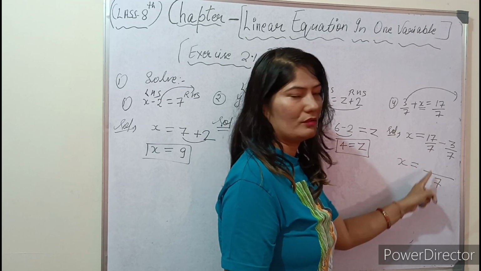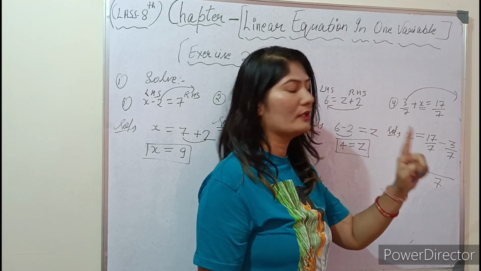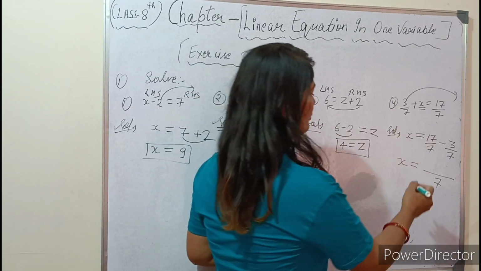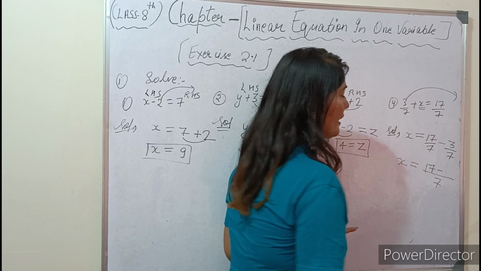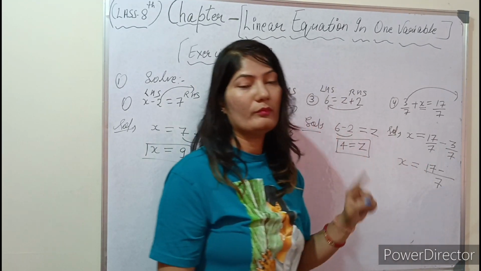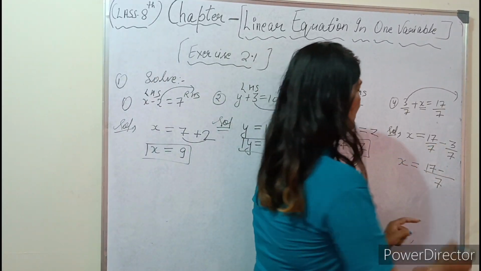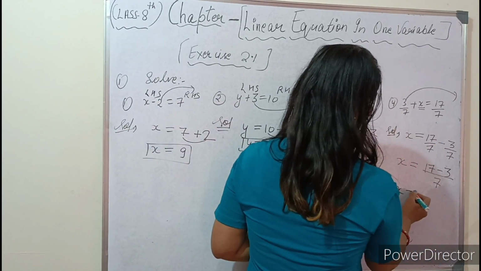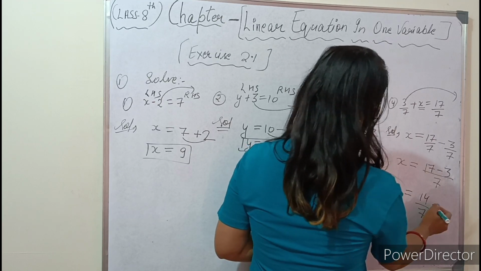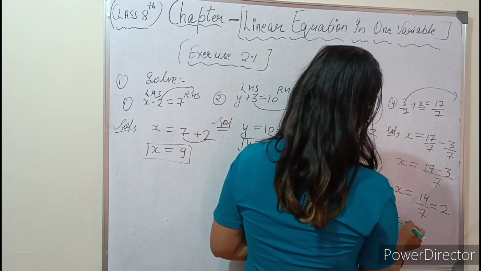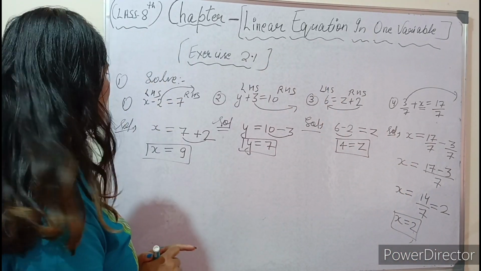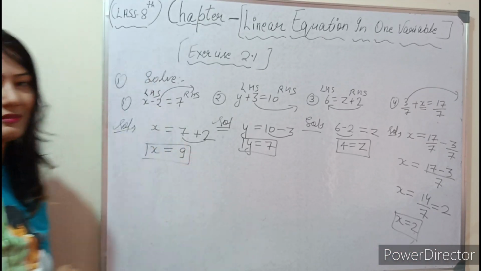Now divide both the numbers. So if you divide both the numbers, you will get 1 because 7 ones are 7. So 1 multiplied by the numerator 17, you will get 17 here. Same, divide 7 and 7, you will get 1 because 7 ones are 7. Now 1 multiplied by the numerator 3, you will get 3. So the value of x is 17 minus 3 is 14. So 14 by 7 is 2. So the value of x is 2. This is your answer. So these are the first 4 parts. So please have a look.